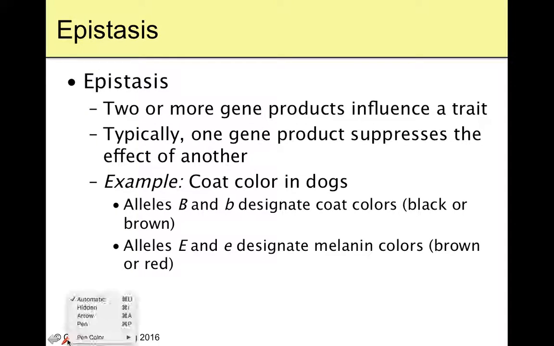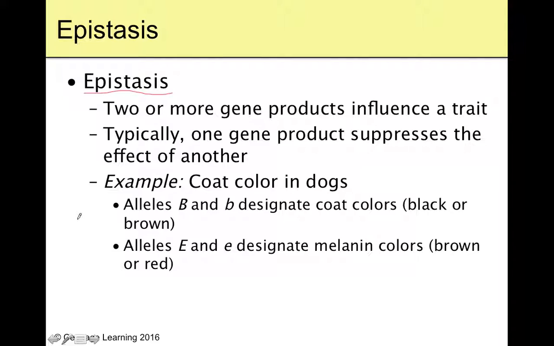Okay, here's a fun concept. And this one we're getting really close to reality. This is called epistasis. Two or more gene products influence a trait. So one trait might be dependent upon multiple genes, and you see a lot of this in humans too. Typically, one gene product can suppress the effect of another.